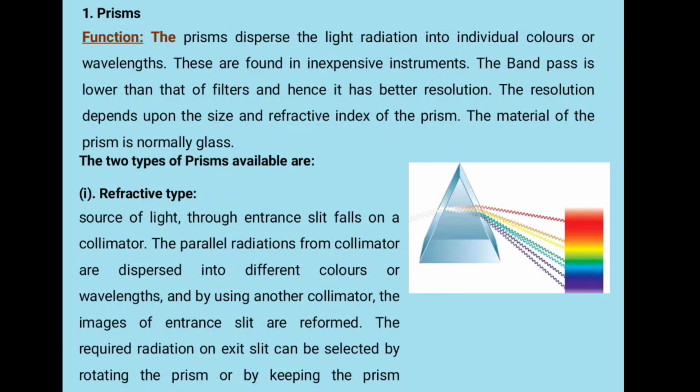Refractive type. You can see the diagram of the refractive type of prism here. In the refractive type of prism, the source of light through the entrance slit falls on the collimator. The parallel radiations from the collimator are dispersed into different colors or wavelengths, and by using another collimator, the images of the entrance slit are reformed. The required radiation on the exit slit can be selected by rotating the prism, or by keeping the prism stationary and moving the exit slit.